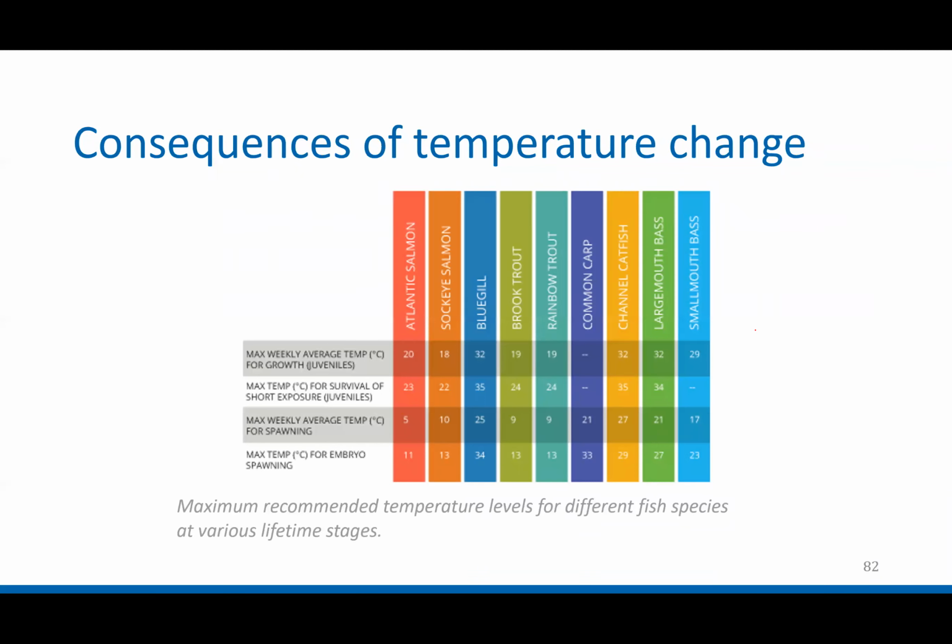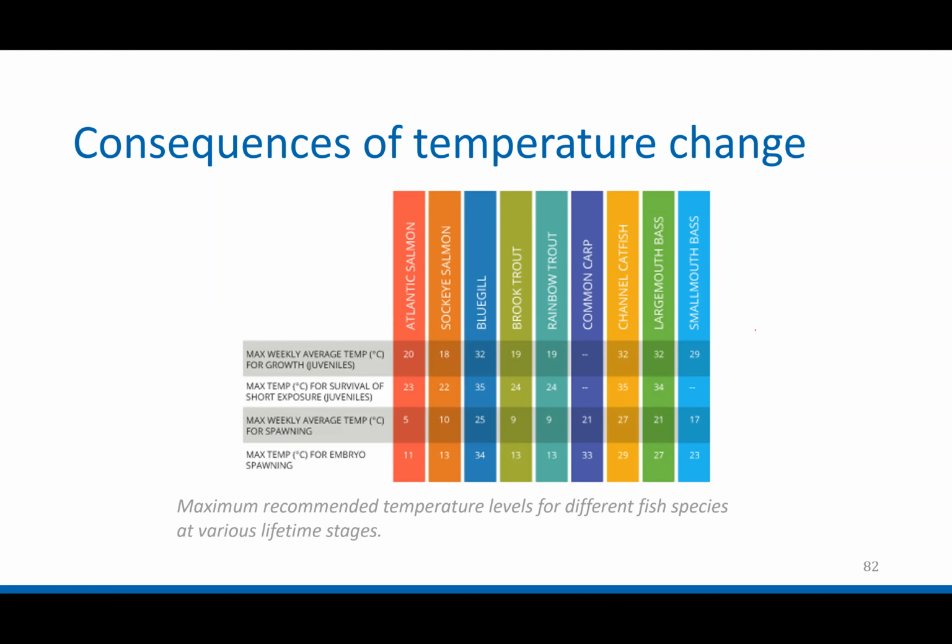So here I have a little chart. I don't know how well you can see this, but it shows different types of fish and their temperature ranges, maximum temperatures for different things. The bottom two are for spawning. Spawning is the reproductive process where they're reproducing to make new fish. And you can see the max temperatures there. It depends on the fish.